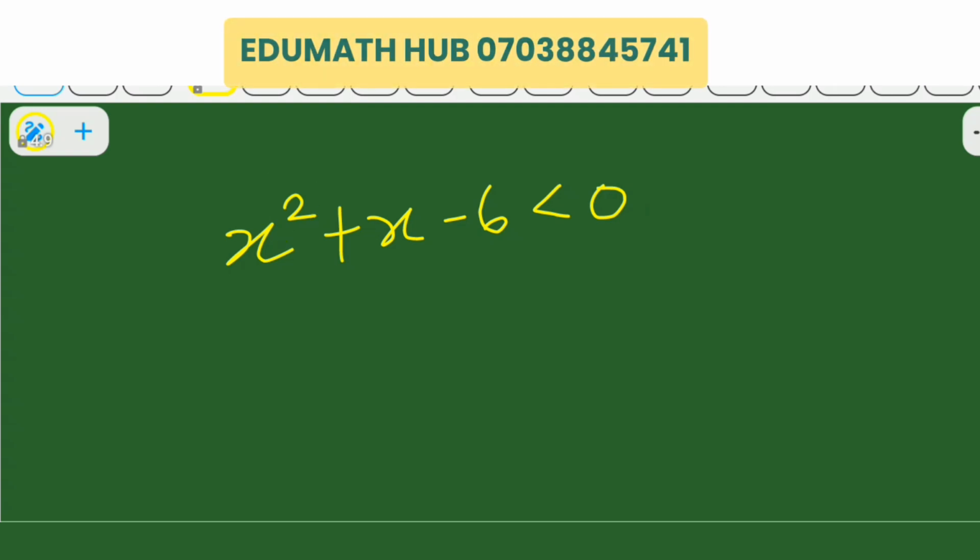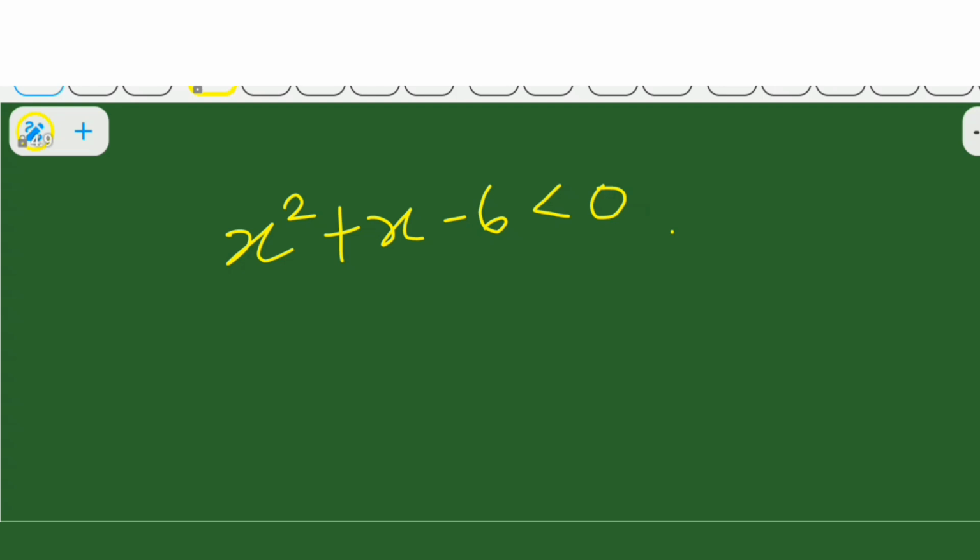So you need to look for two numbers. If you multiply, you will get 6. Add or subtract, you get 1x or x. So the numbers are 3 and 2. 3 times 2 is 6. 3 minus 2 is 1. But which signs will we give them?